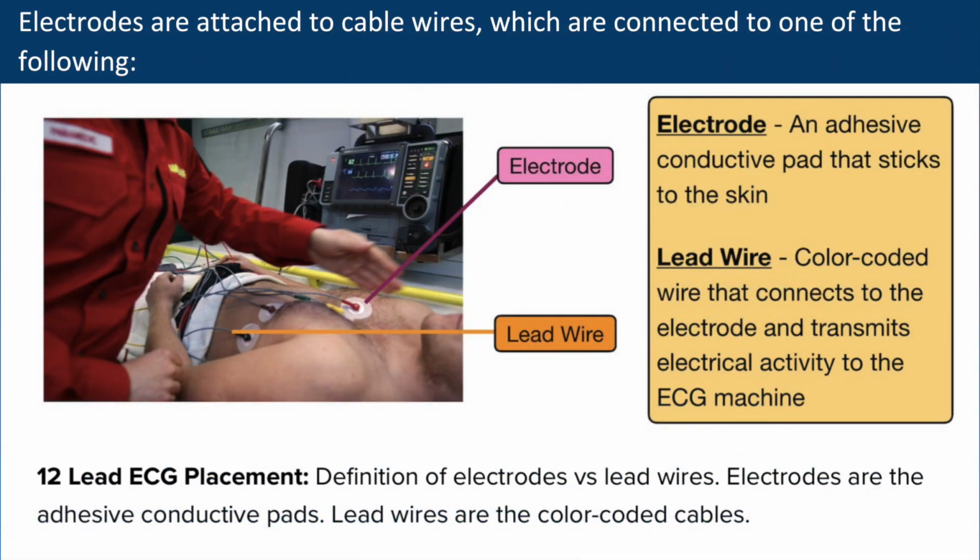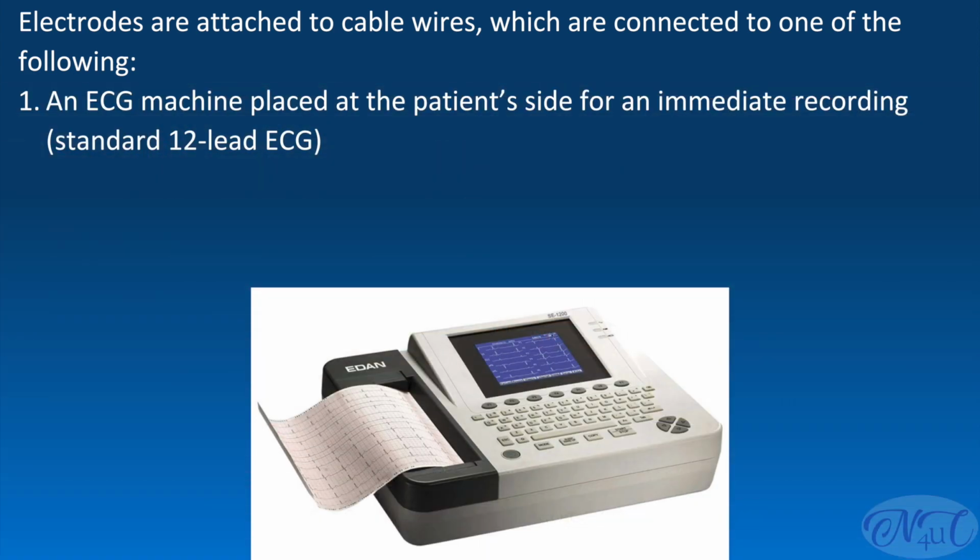Electrodes are the adhesive conductive part that sticks to the skin. Lead wires are the color-coded wire that connects to the electrode and transmits electrical activity to the ECG machine. The electrodes are attached to cable wires which are connected to one of the following: an ECG machine placed at the patient's side for an immediate recording, that is a standard 12-lead ECG.